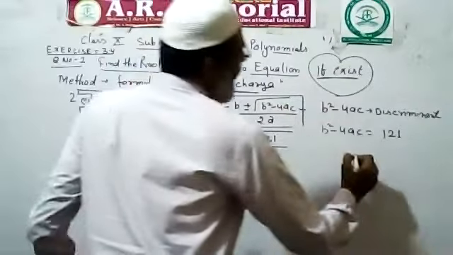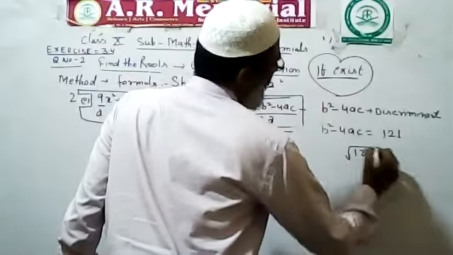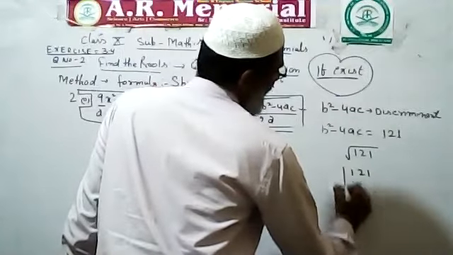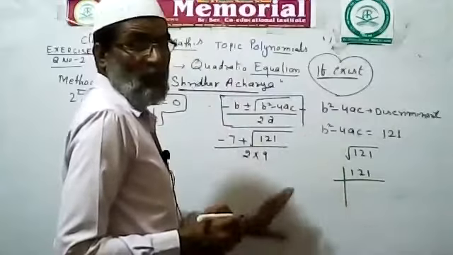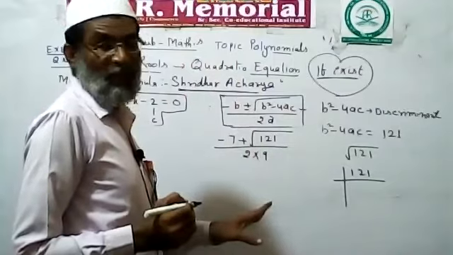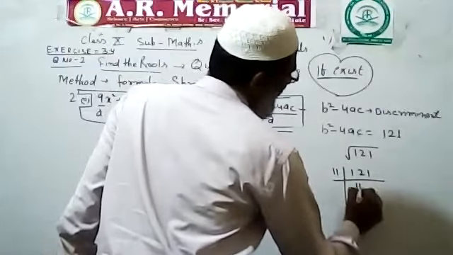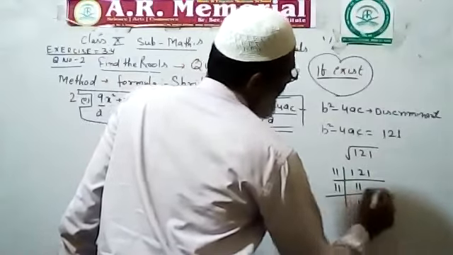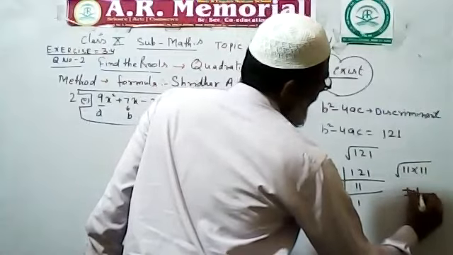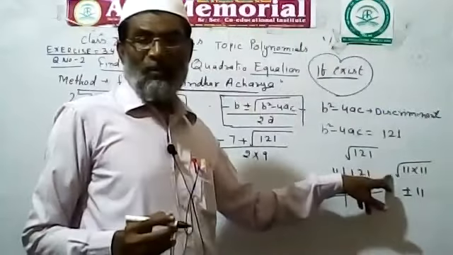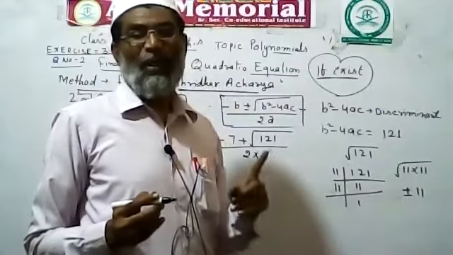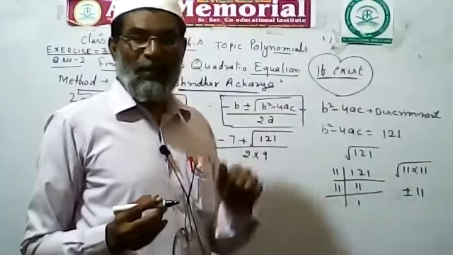Now the under root of 121: from 2 not possible, from 3 not possible, 5 not possible, 7 not possible. So come here, 11 times and again 11 times. So here 11 into 11. So the answer is positive or negative 11. The answer of an under root is also considered positive or negative both. So one time we will take the positive and one time we will take the negative.